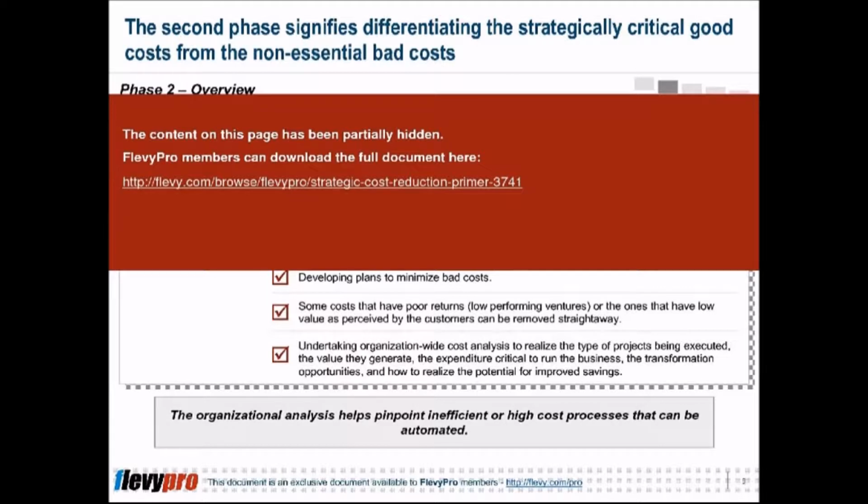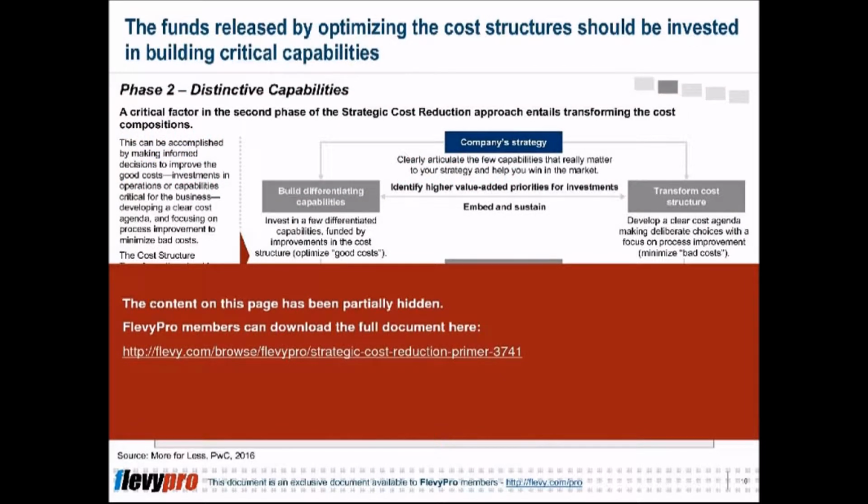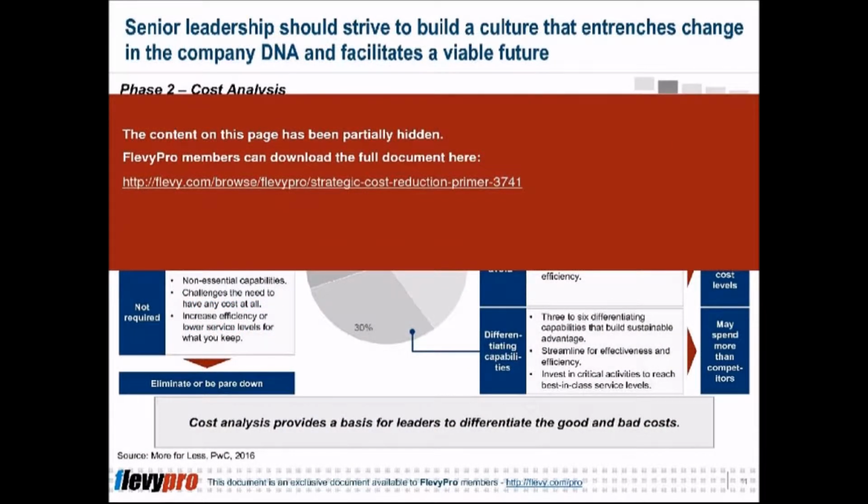1. Start with the corporate strategy. 2. Align costs to strategy. 3. Be transformational and aspirational. 4. Demonstrate leadership support. 5. Create a culture of cost management. Let's talk about 3 of the phases in detail.